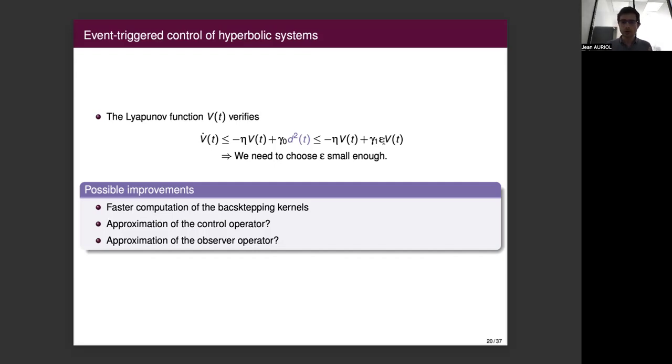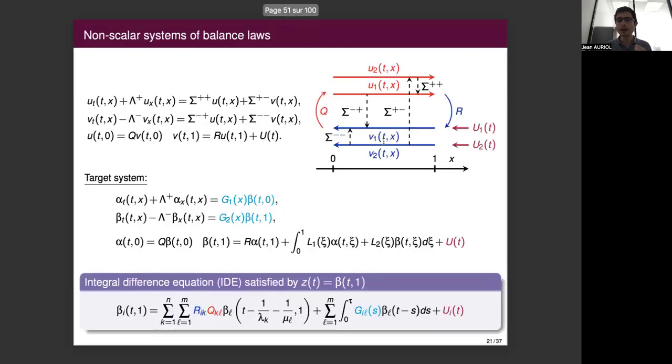Okay, so this concludes the three examples I wanted to show you to emphasize that having ISS Lyapunov functionals for PDE systems is interesting and can be used in a lot of applications to design advanced controller strategies or to improve the performance of your methods. But we did it just for a simple system of two equations. What if now we have a non-scalar system of balance laws?